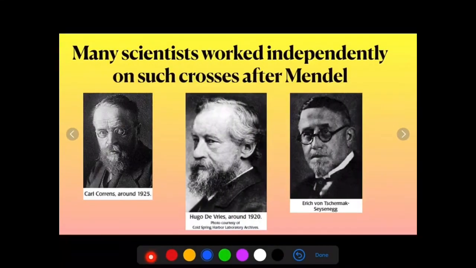Let us see. Many scientists worked independently on crosses after Mendel. Mendel did his work in about 1865, and after that scientists like Karl Correns, from Germany, Hugo de Vries, a Dutch scientist, and Erich von Tschermak from Austria, worked independently on crosses like peas and of course other plants also. Let us see what they did.